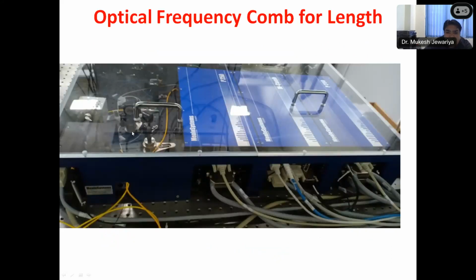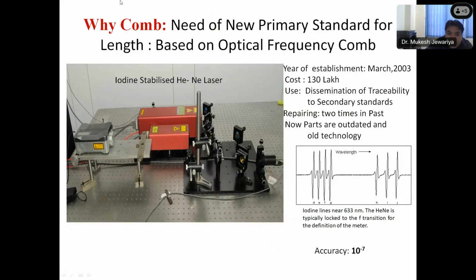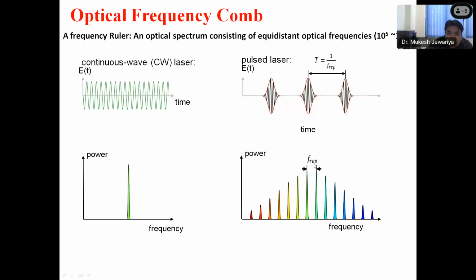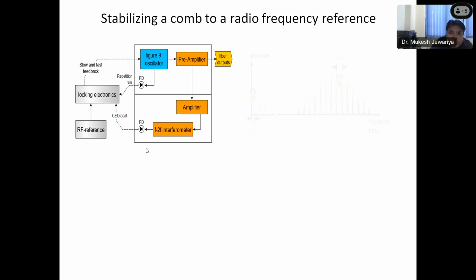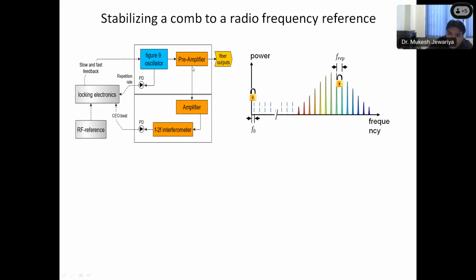So this is the optical frequency comb which NPL have bought. So why a comb? As I told you, this iodine stabilized helium neon laser has these components, D, E, F, G, H, I, J. If you cannot lock onto these seven components, then it is difficult. But in a comb you have n number of modes and you can lock any mode, and the repetition rate is the same, which is not the same there. So you stabilize a comb with the frequency and you lock it.